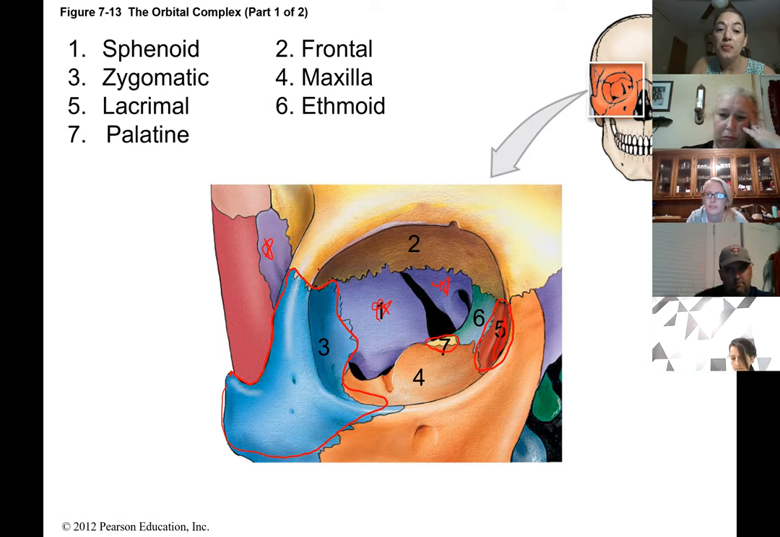Number two, frontal bone, this yellow bone here, forms part of the superior portion of the orbital cavity. And then your maxilla, the orange bone, number four, forms part of the inferior portion of the orbital cavity.